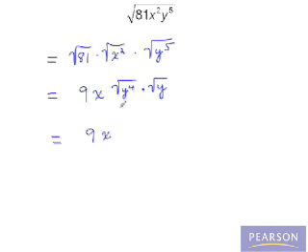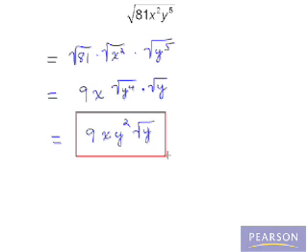So we have our 9, our x. The square root of y to the fourth is y squared, and you cannot further simplify the square root of y, so we're finished. So our final answer is 9xy squared times the square root of y.